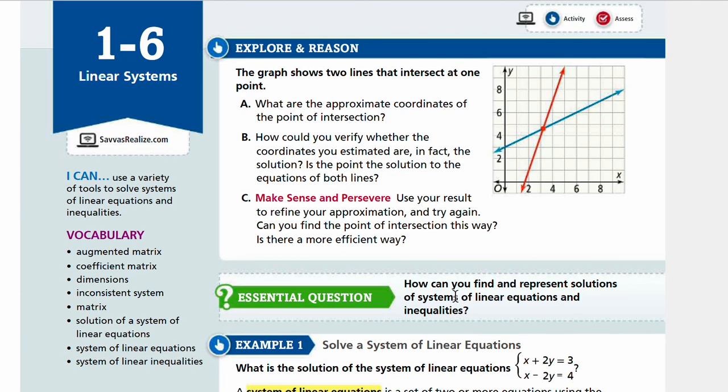Let's start with thinking about the topic. So the graph shows two lines that intersect at one point here. We already learned about solving for solutions by graphing, right? So looking at this graph, what are the approximate coordinates of the point of intersection? As you can see, they're not a pretty integer, right? It's not exact. You can't really get an exact solution, but you can approximate. So what are the approximate coordinates?